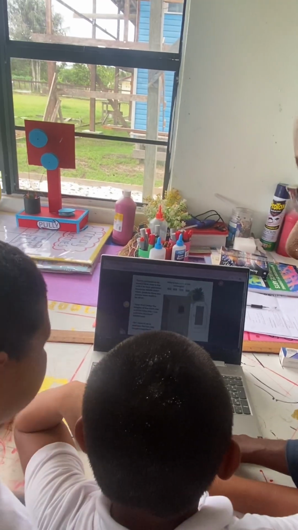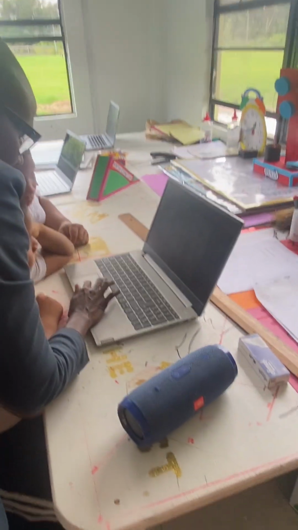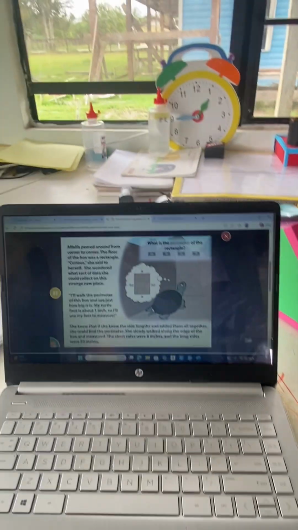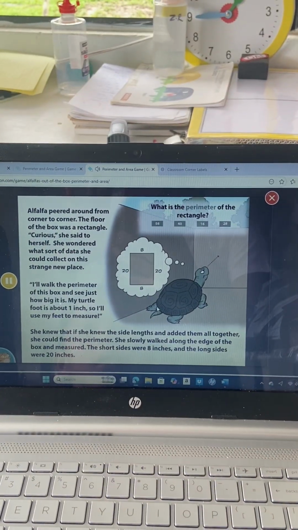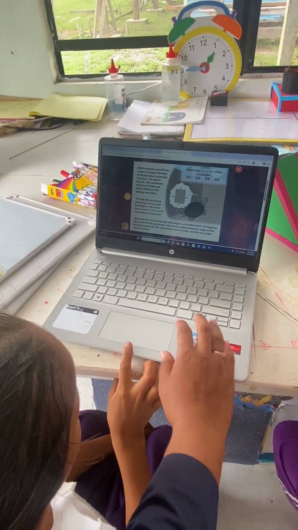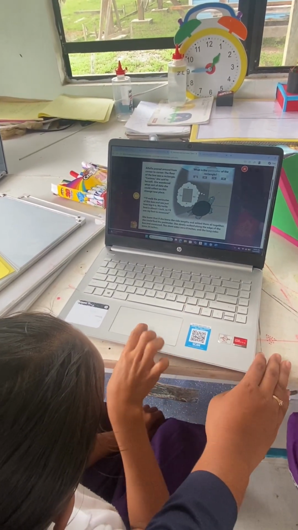However, Alfalfa didn't mind because there was always more math to be done. Now that I know the length of the short side and the long side, yes, she said to herself. She wondered what sort of data she could find. 20 plus 28. All right, great job. So you click on the answer. So tap on it.